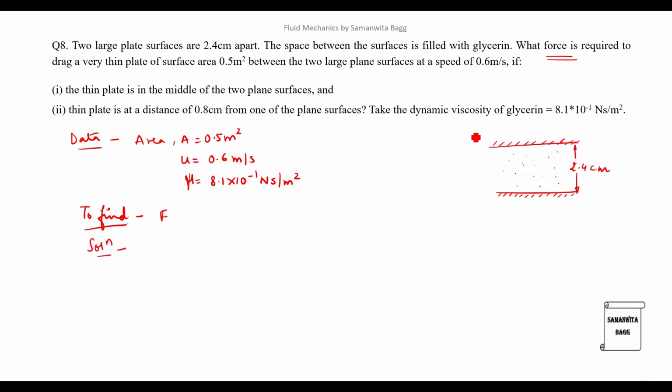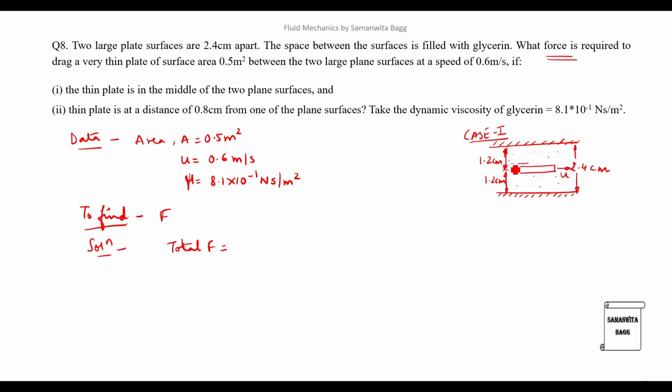Now, here if you see, this is my case 1. This is the first figure wherein I have the thin plate exactly at the middle, which means this distance over here is 1.2 centimeter and 1.2 centimeter each. And we can now calculate. So I need to calculate the total force F on this plate. There will be a force acting from above. So you can say that here there will be a drag force. Say it is being pulled over here in this direction.